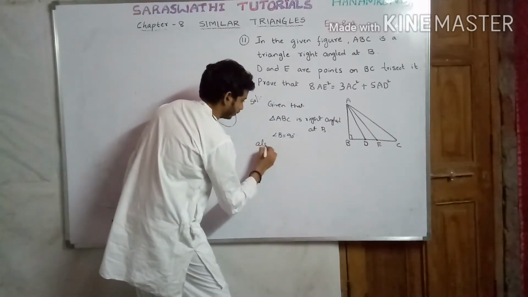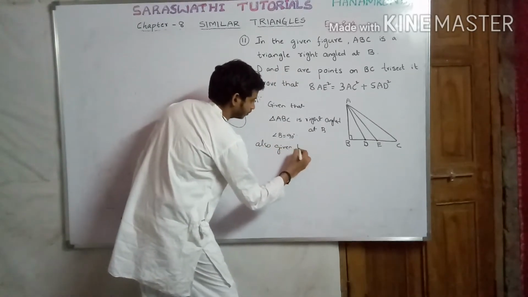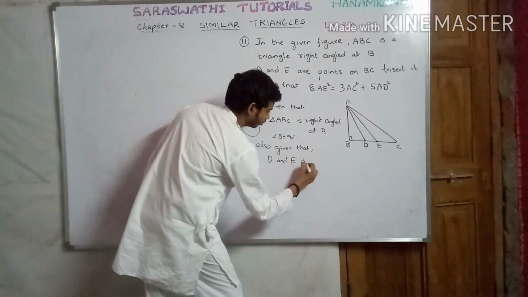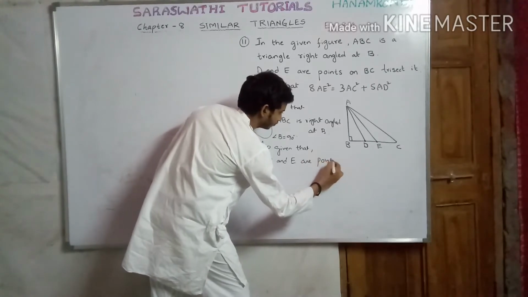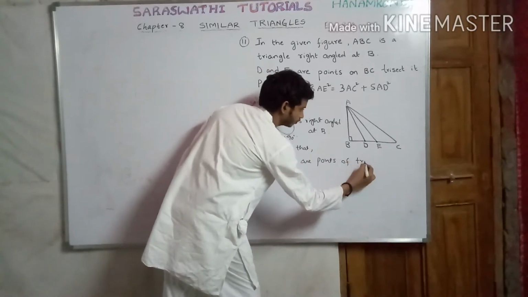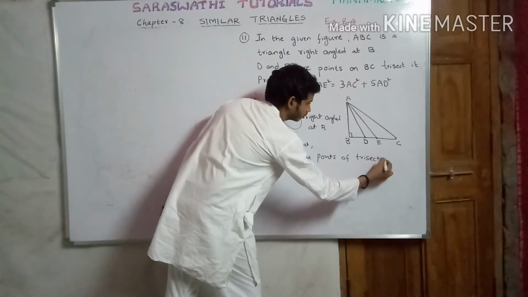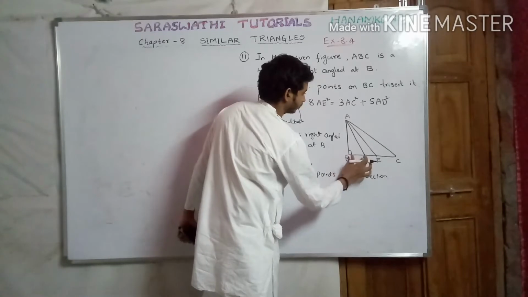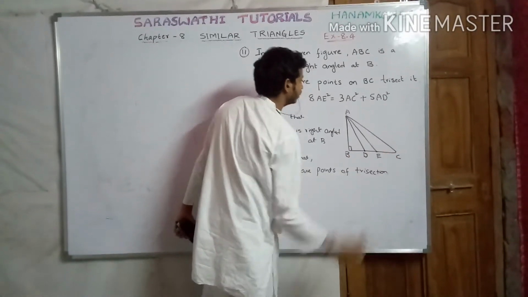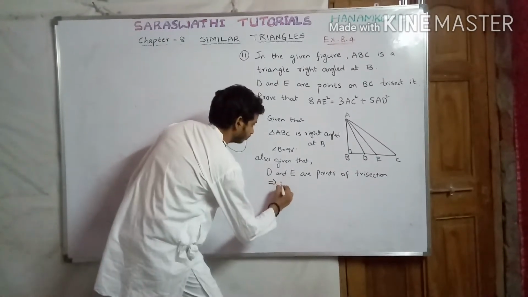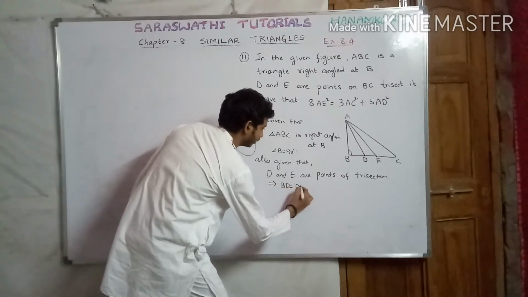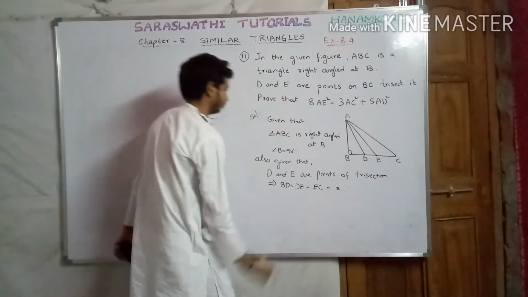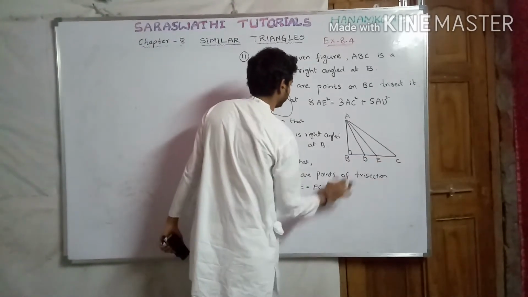Also given that D and E are points of trisection. So points of trisection means D and E divide BC into 3 equal parts. That means BD equal to DE equal to EC. Let us suppose we take it as X. BD value equal to DE value equal to EC value equal to X.